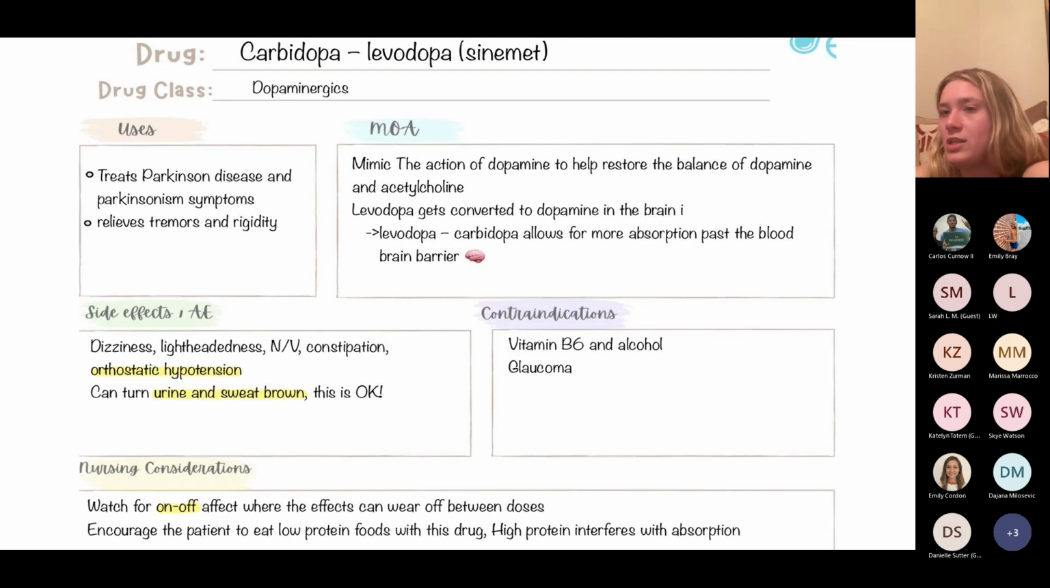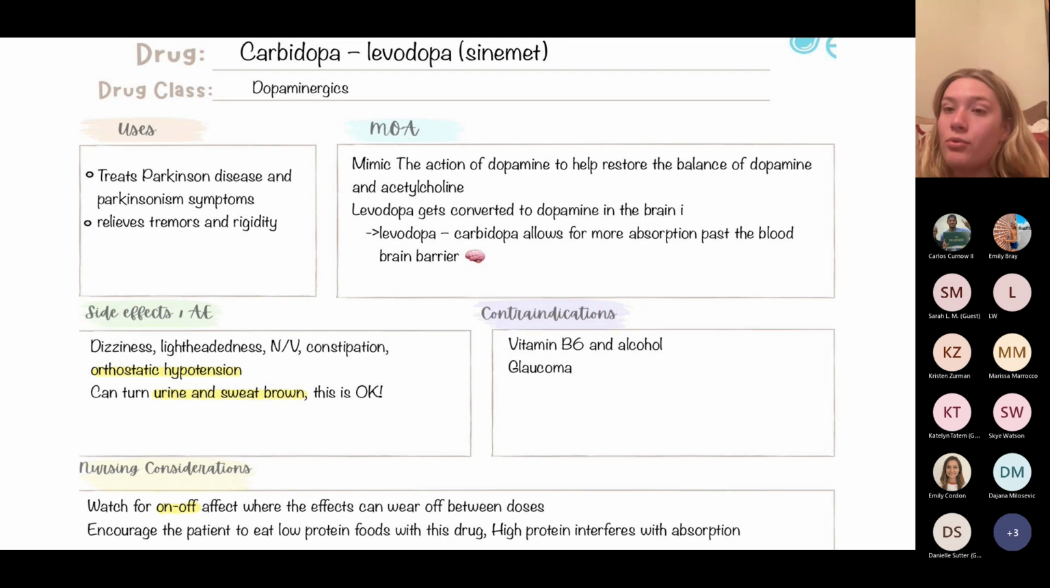With these drugs, make sure these patients don't take vitamin B6 or alcohol, because the B6 can affect absorption, and the alcohol is not good because this is harsh on the liver already. You have to be careful with this drug for an on-off effect, meaning usually these drugs aren't given every single day, but in between doses, it can wear off. So just keep that in mind. If it does wear off, there are other drugs we can give the patient to help manage those symptoms during that on-off phase.